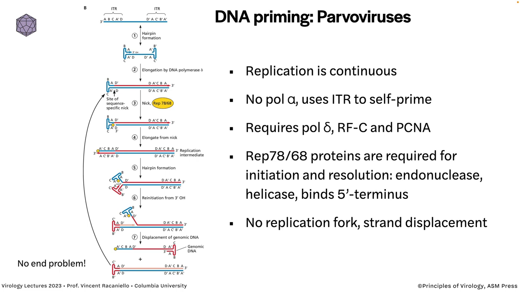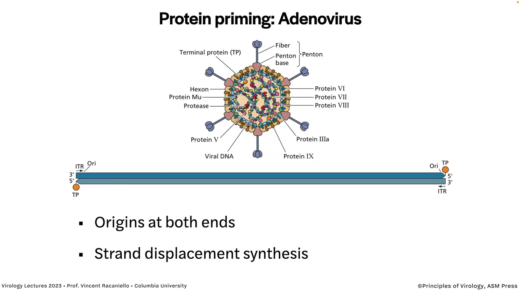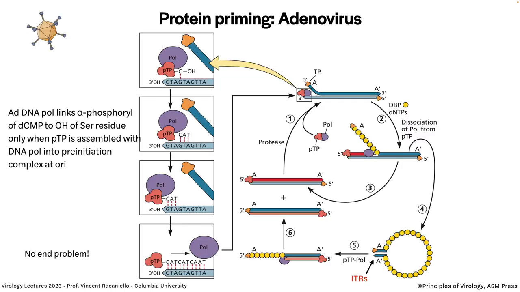Now, getting to bigger viral genomes, we're moving up to adenovirus, longer double-stranded DNA. It has an origin of replication at each end. So as we're going to see, the synthesis is going to occur from both ends, and this is going to be strand displacement also. All right, so the priming of this DNA is done by a protein primer, a viral protein, which is called TP, terminal protein.